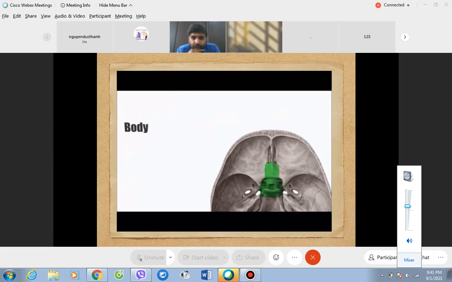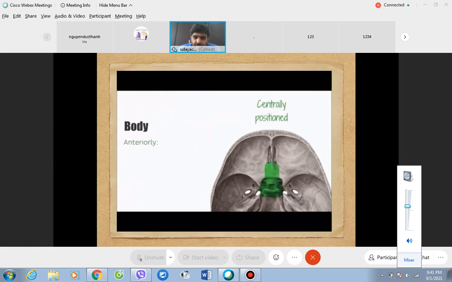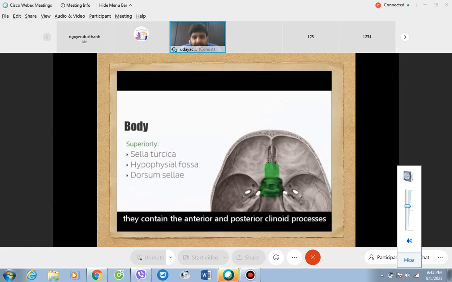Coming to the body of the sphenoid bone, it is a centrally positioned structure which contributes anteriorly to the nasal cavity and laterally towards the medial wall of the optic canal, from where the optic nerve and the superior ophthalmic artery enter. Superiorly, it contributes by giving the sella turcica, hypophyseal fossa, and dorsum sellae. And these contain the anterior and the posterior clinoid processes also.